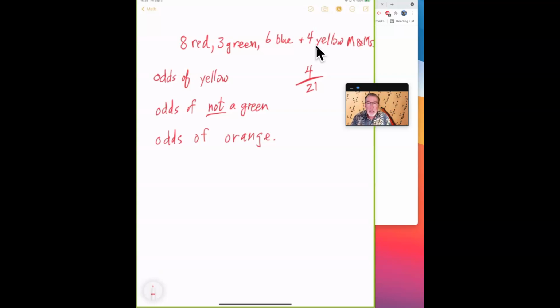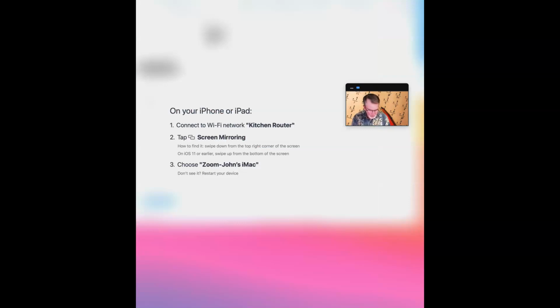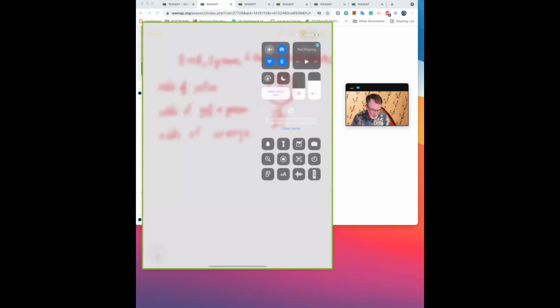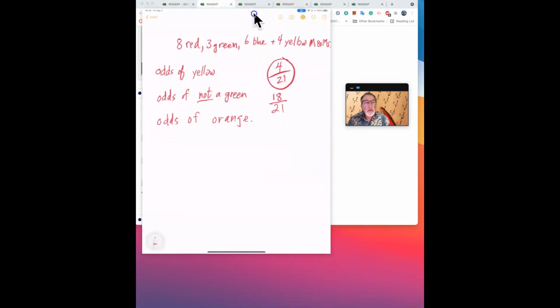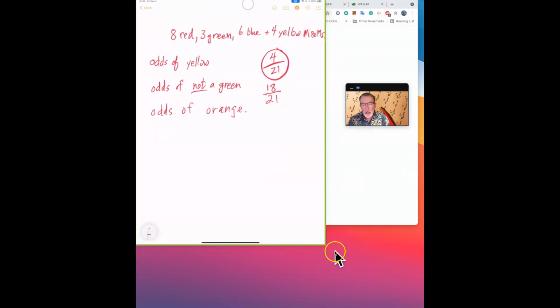tablet's not updating. Let's see if I can fix that. There it is. Okay. All right, so let me just try to stretch this a little bit bigger.